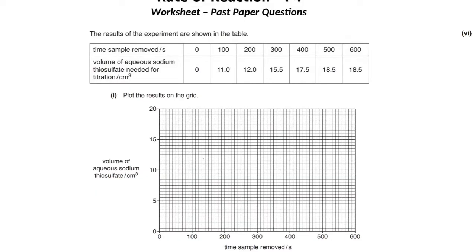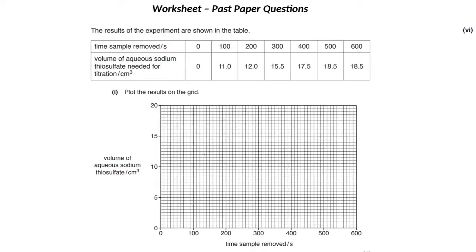So at 0, the volume of aqueous sodium thiosulfate needed for titration was 0. After 100 seconds, there was a certain amount of iodine produced, which reacted with sodium thiosulfate. 11 centimeter cube of sodium thiosulfate was needed. And after 200 seconds, 12 centimeter cube was needed. As you can see, as time is progressing, more and more sodium thiosulfate was needed because more iodine is being formed. But at 500, 600, the volume is constant, which means that no more iodine is being formed.